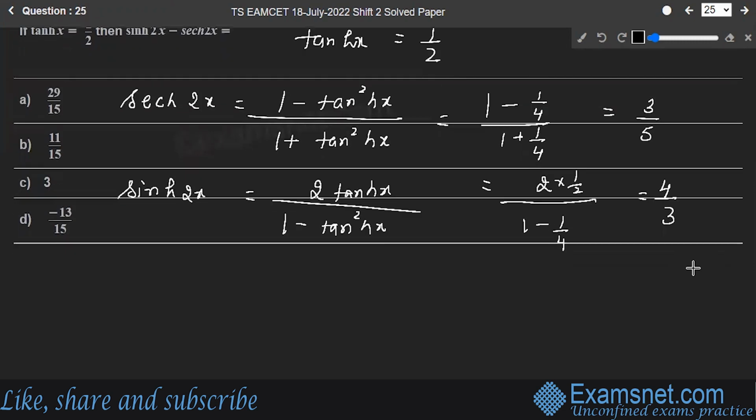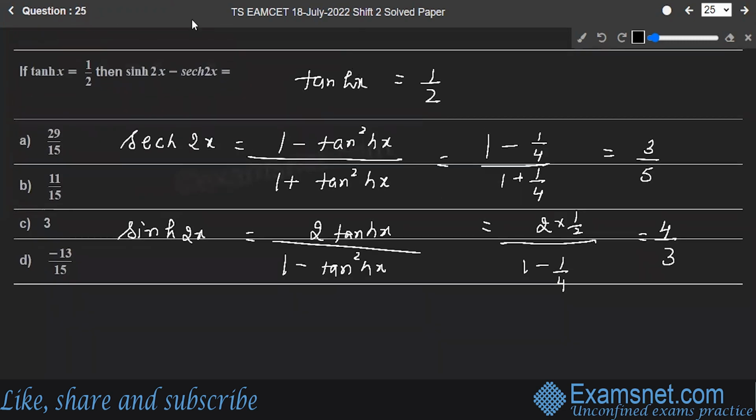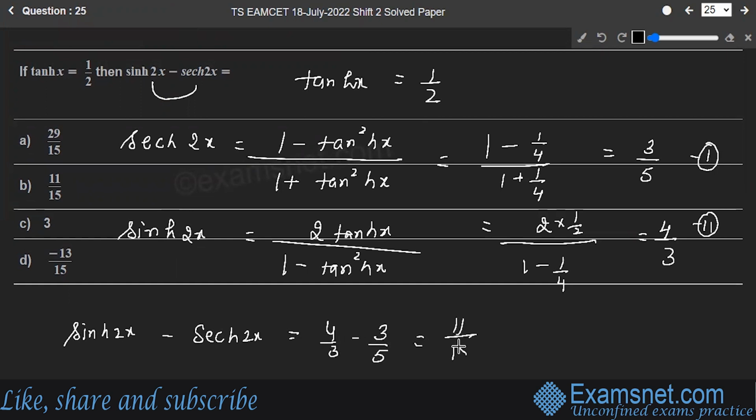Okay, so let's subtract the two. Very easy question actually. You have to just subtract these two, 1 and 2. Subtracting 1 and 2, you will get sinh 2x minus sech 2x is equal to 4 by 3 minus 3 by 5, which is equal to 11 by 50. So option B is the correct answer. Hope you got that. Let's move to the next question.